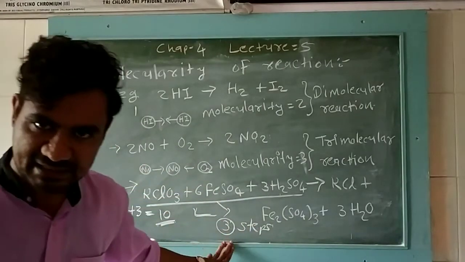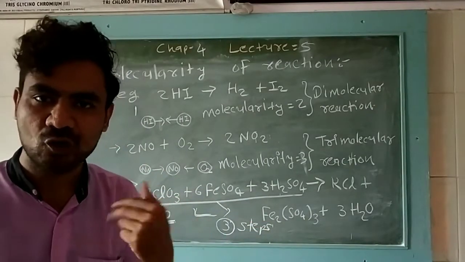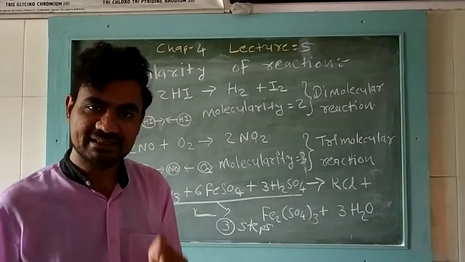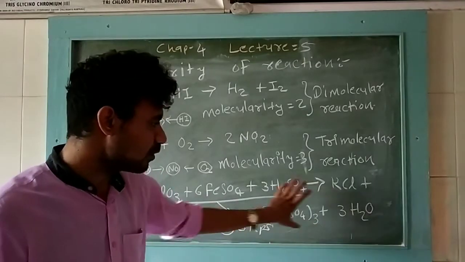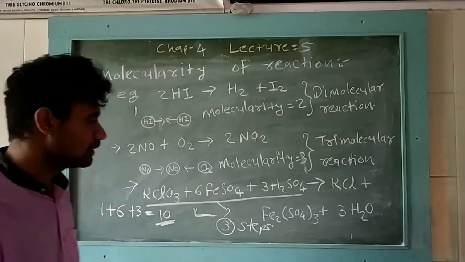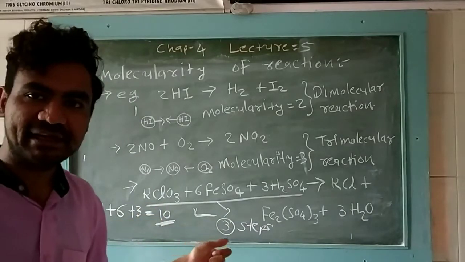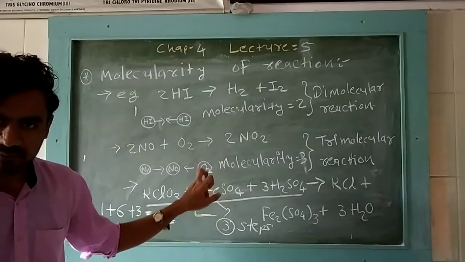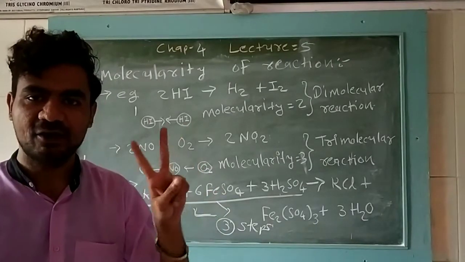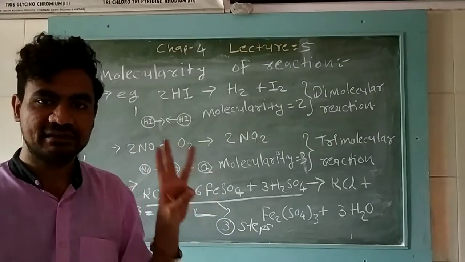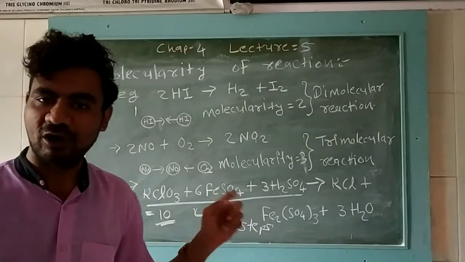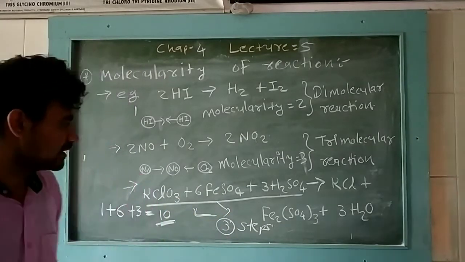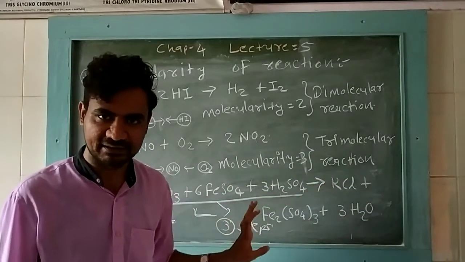Now from the three steps, the second step is the slowest step. The molecularity of that second step is the molecularity of the overall reaction. So how do we derive the molecularity of a complex reaction? We derive the mechanism first, then find out the slowest step, then the third step is to find out the molecularity of that slowest step. That molecularity is the overall molecularity of the reaction.